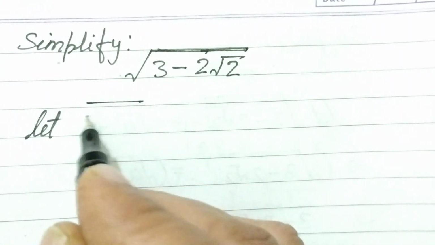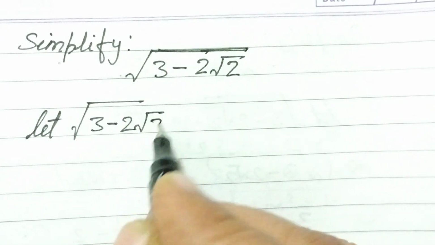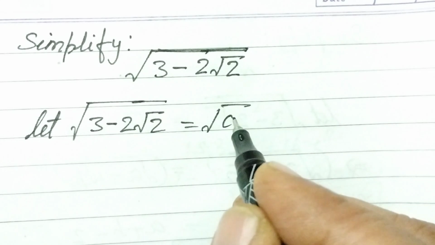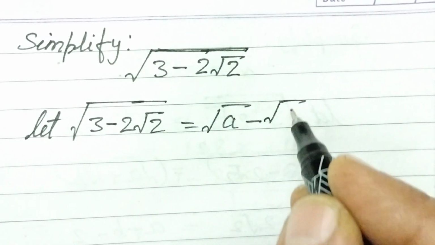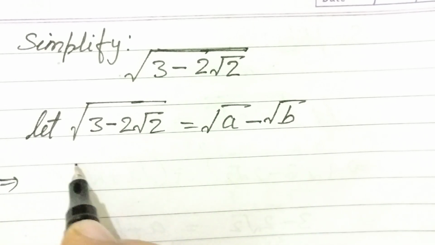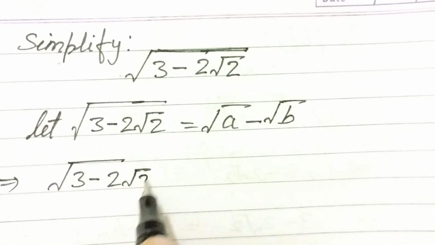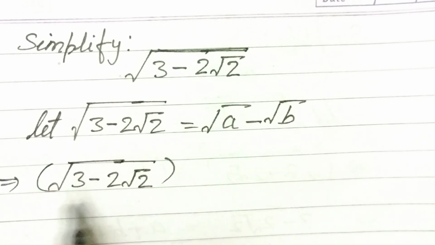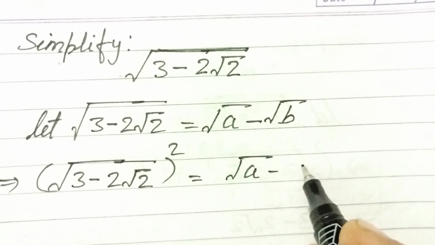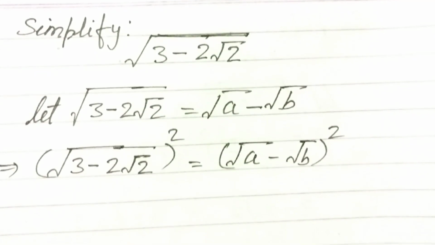Let square root of 3 minus 2 into square root of 2 is equal to square root of a minus square root of b. Fine. On squaring both the sides, square root of 3 minus 2 into square root of 2 whole square is equal to square root of a minus square root of b whole square. Fine.